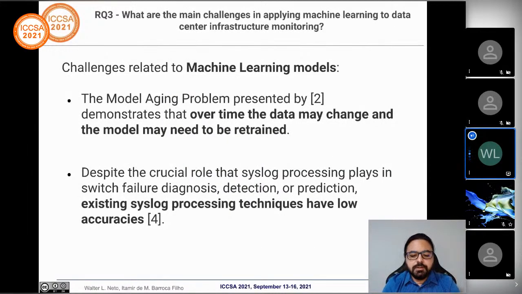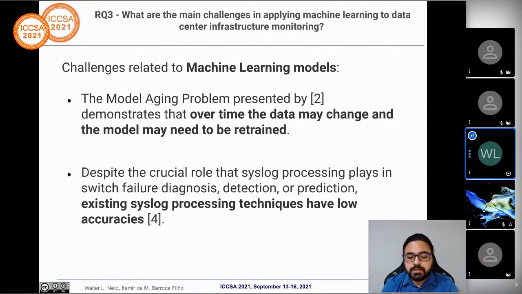The third research question answered was: what are the main challenges in applying machine learning techniques in data center infrastructure? We classified the challenges in three types. The first one was related to machine learning models. The first challenge was the model aging problem, which shows that over time the data may change and the model may need to be retrained.